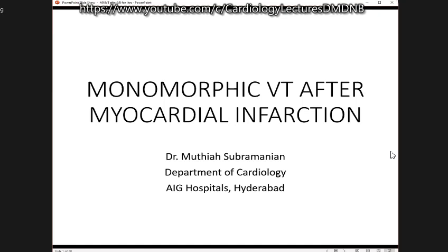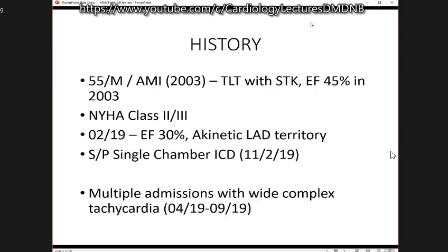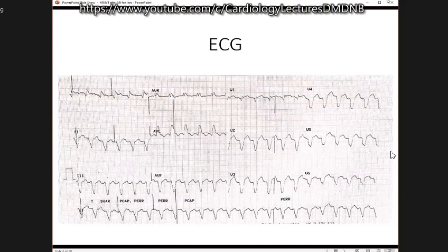I'll be presenting a case of monomorphic VT after a myocardial infarction, and we'll try to highlight a few concepts through the process. This is a 55-year-old male, anteroseptal MI in 2003, thrombolysed. EF was 45% at that point in time, NYHA class 2 to 3. In 2019, EF was 30% and the LAD territory was akinetic. He received a primary prevention single chamber ICD, and subsequent to this, he had multiple admissions with a wide complex tachycardia. These were his ECGs during one of these admissions.